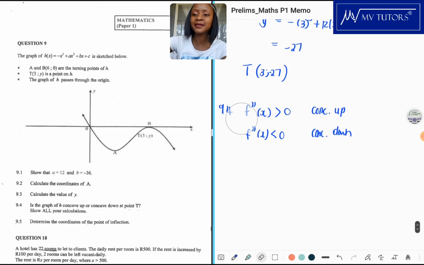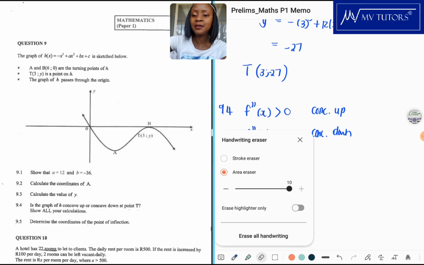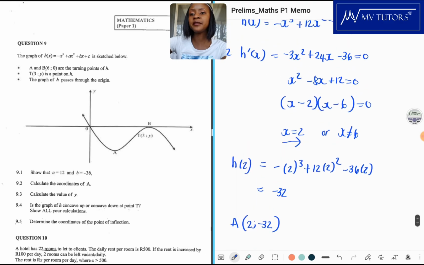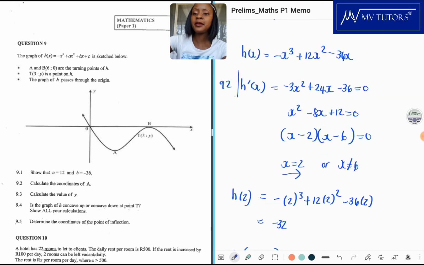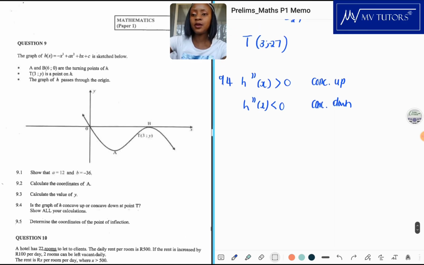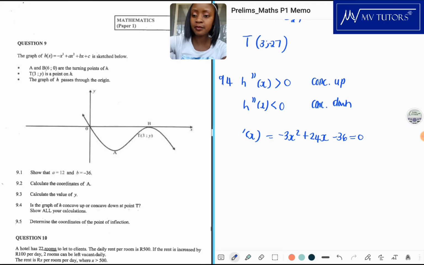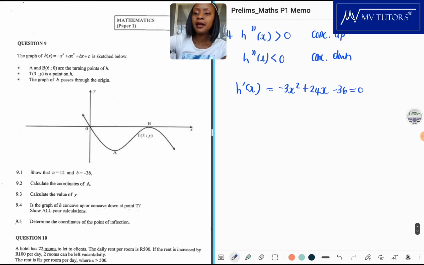Why am I using f? It's actually h. Okay, so basically the second derivative of h. So what was the first derivative of h? Let me just copy and paste it instead of trying to figure it out again. Okay, so this is the first derivative of h. Okay, and then now we need to get the second derivative of h.